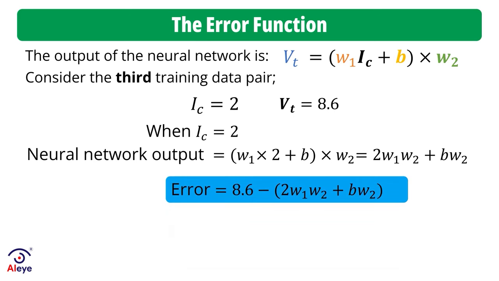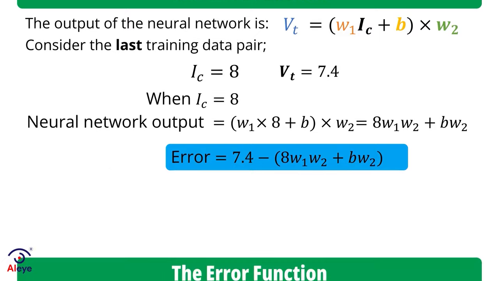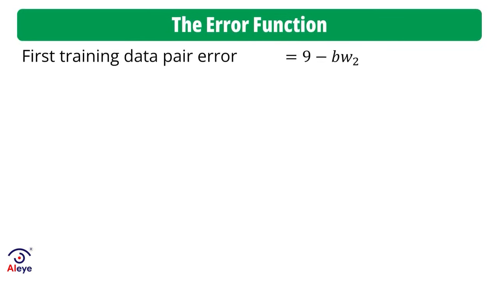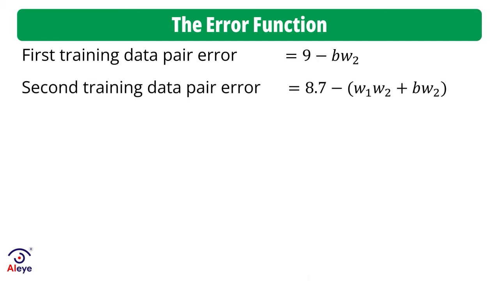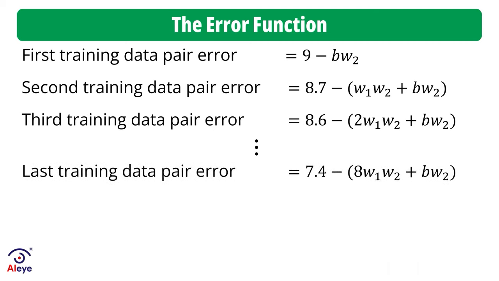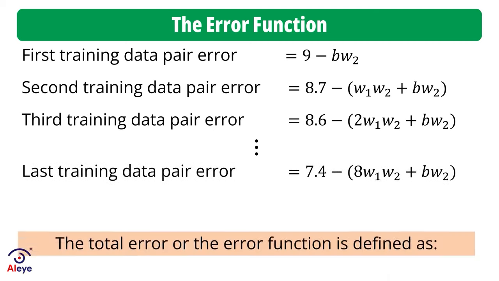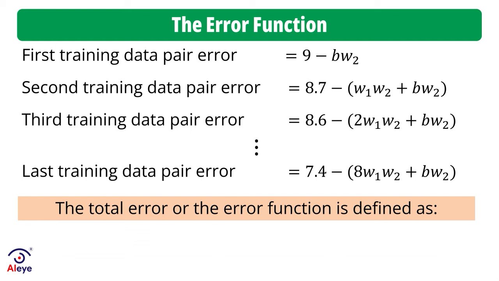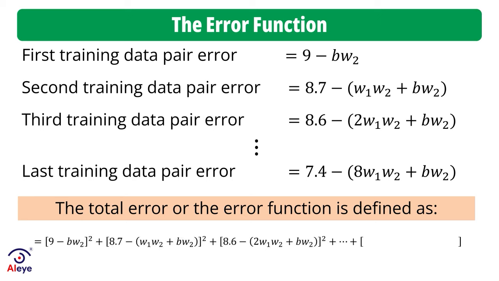Likewise, error corresponding to the third data pair is shown here. Error corresponding to the last data pair is shown here. Now, we have the neural network output error related to the first training data pair, second training data pair, third, and all the way to the last training data pair in a complete training cycle. The total error in a complete training cycle, or an iteration, may be taken as the sum of the squares of all these error values, as shown here.